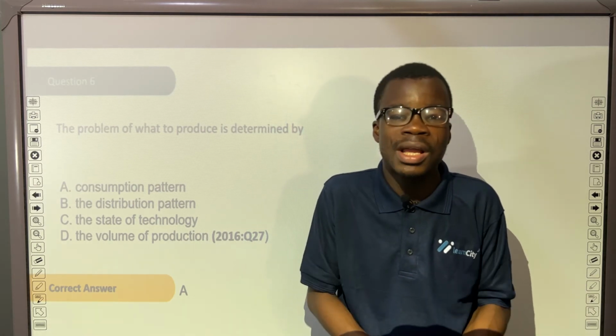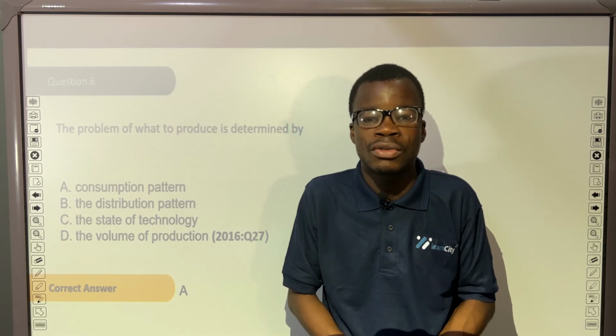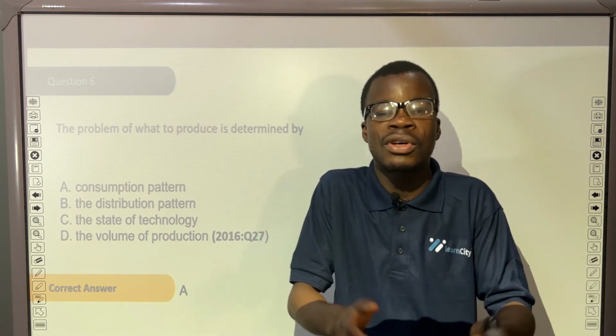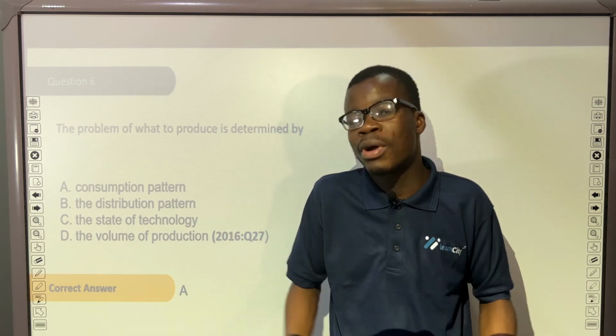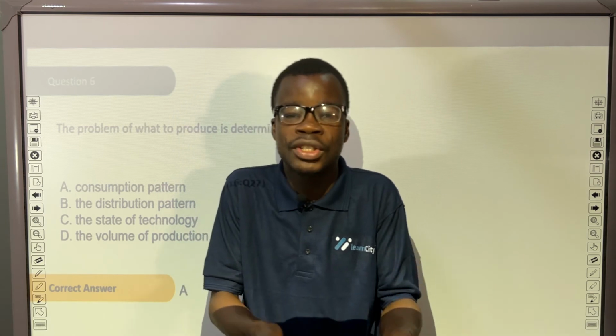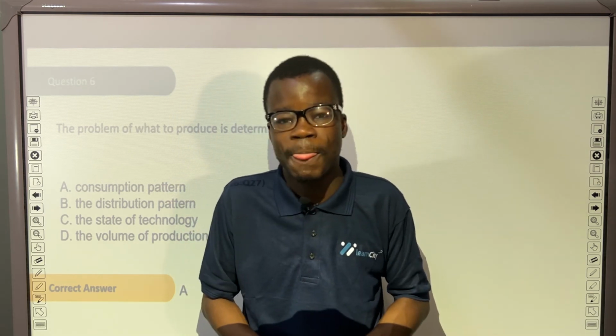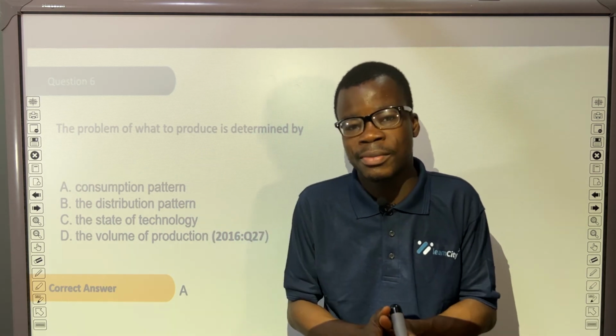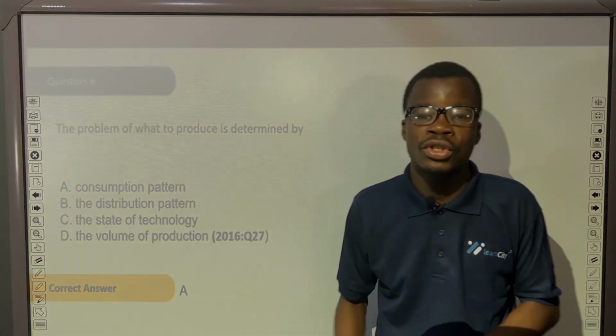So it will be very wrong in this type of situation to go and engage in production of vests, or probably production of anything that does not tally with the situation which the environment finds itself in. So the consumption pattern of the consumer goes a long way in determining what to produce.